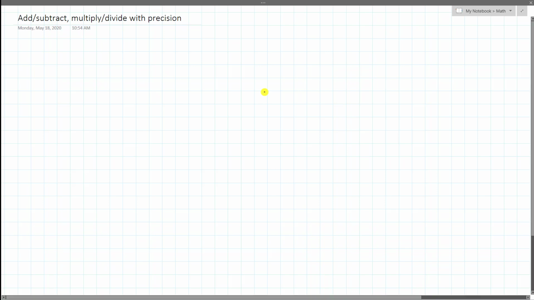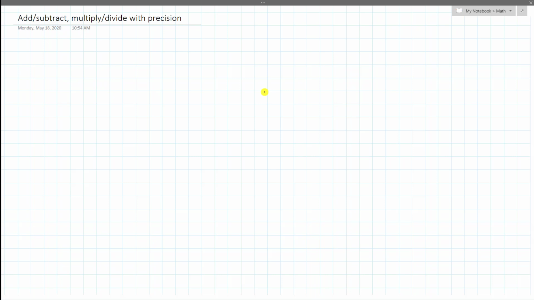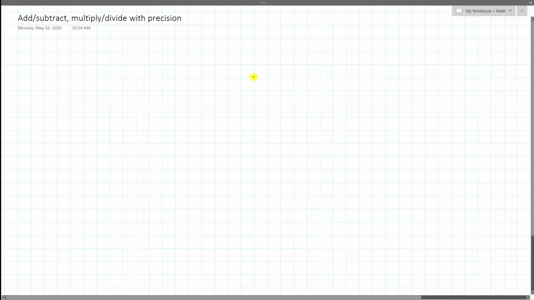In this video, we'll discuss how to add, subtract, multiply, and divide numbers with precision. So let's try to make solid examples of these very abstract concepts. So with precision, it just means how many sig figs should you get for your final answer. So let's think about something we can actually do in terms of add and subtract. So let's add.